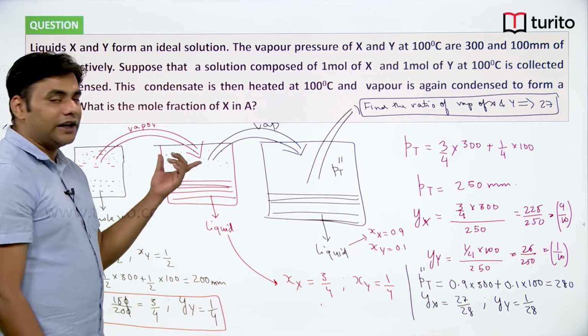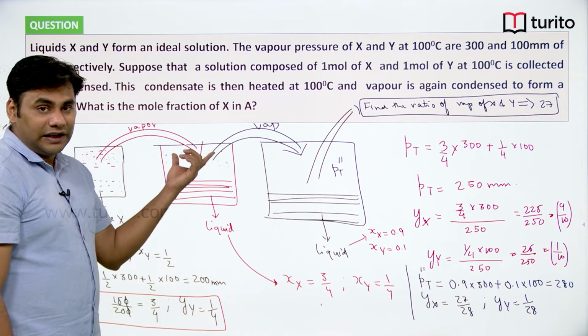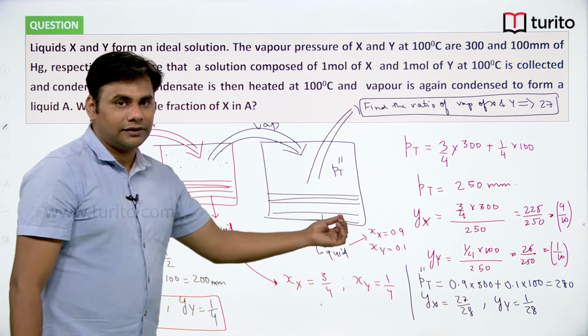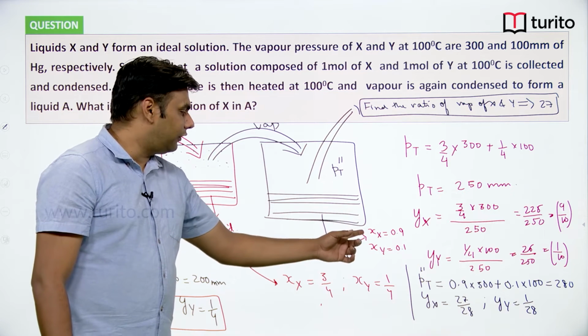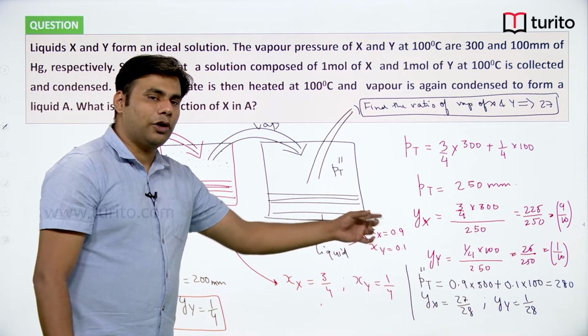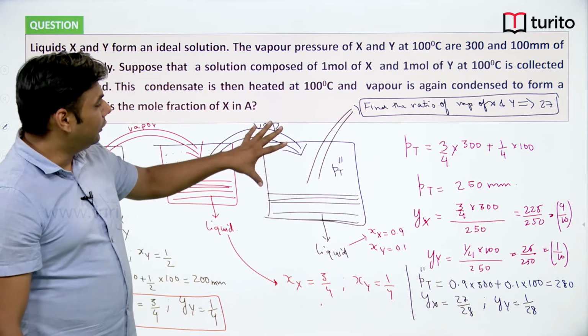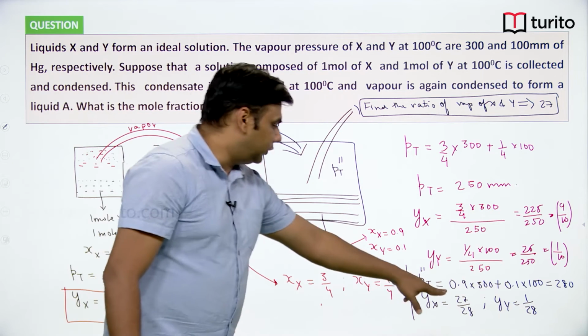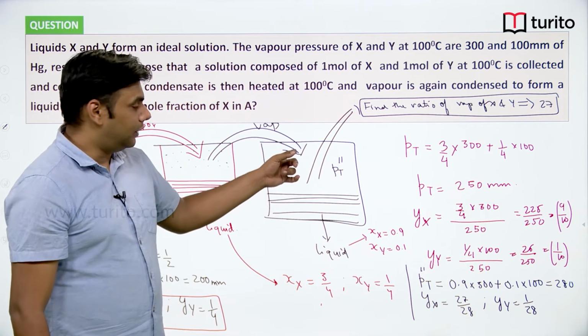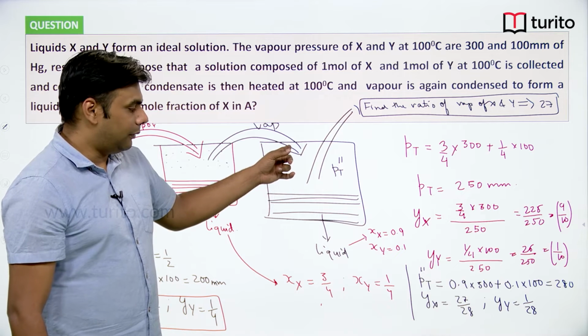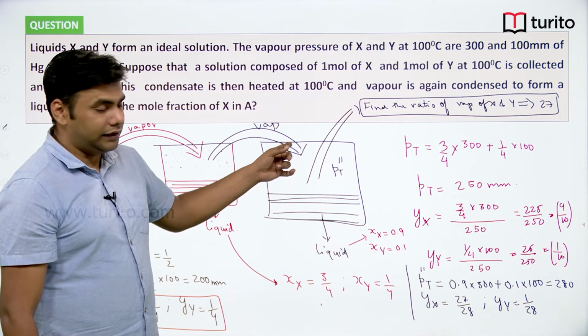Okay, so the mole fraction of vapor Y has increased further. So when you condense this, we get the mole fraction of X in liquid phase as 0.9 and Y as 0.1. If you look at the vapor composition over here, the mole fraction of X in vapor phase is 27 by 28 and that of Y is 1 by 28.